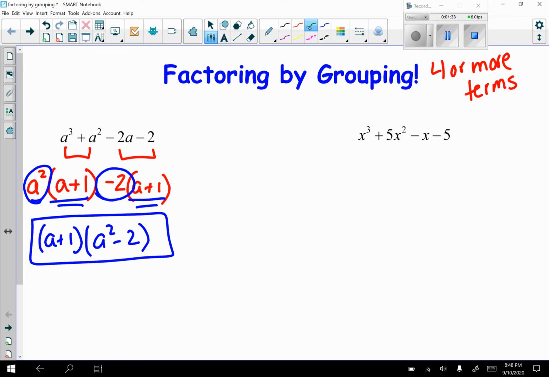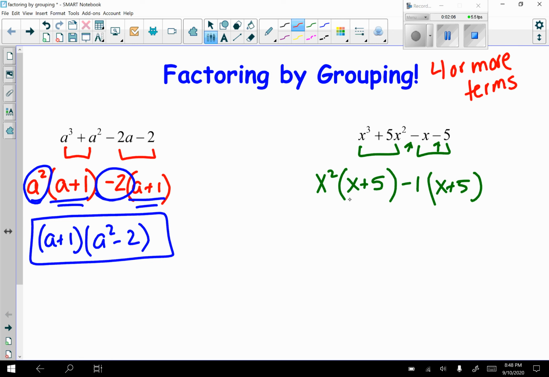Let's take a look at the next one. Factoring by grouping. I have 4 terms. I'm grouping them 2 at a time. My GCF for the first 2 is x squared. When I take that out, I'm left with x plus 5. My GCF for the next 2, they really don't have anything in common, but they both have a negative. So I'm going to take out a negative 1. When I take out a negative 1, I have an x plus 5.